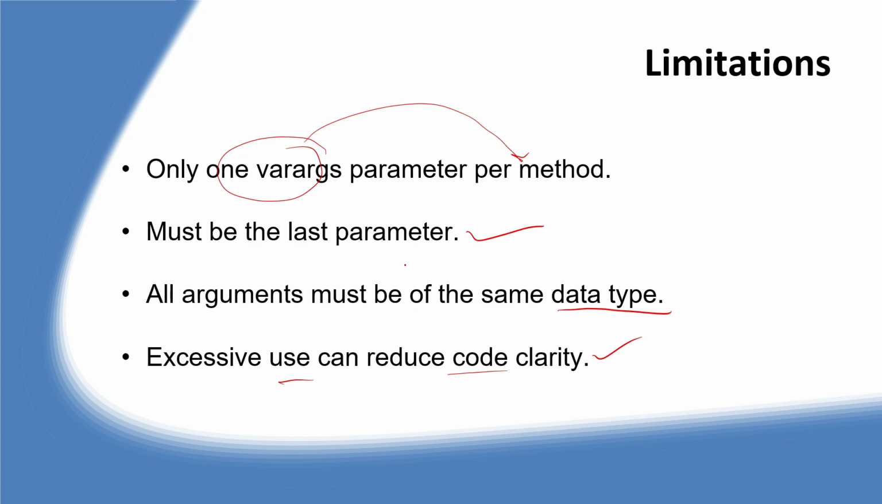Let's quickly summarize what we learned so far. We have learned what variable arguments are, the syntax of Varargs, why Varargs are useful, and how the internal working happens, how the values are converted into an array. We have seen different examples and the rules of variable arguments: the Varargs parameter should be the last parameter, and only one variable arguments parameter is allowed. We have also seen the advantages and limitations of Varargs.